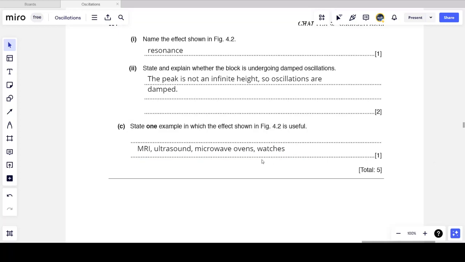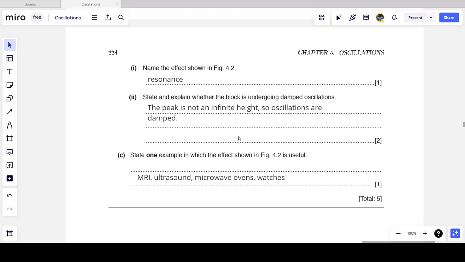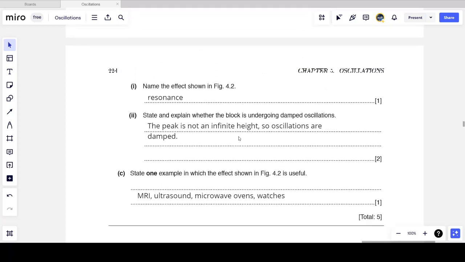They only asked for one. I've just given you a few. You can choose any one of these. So this was a shorter question and not any mathematics at all, really. Purely conceptual. Short question, 5 marks, but mostly based on damping and resonance. So you need to know damping and resonance as much as you need to know simple harmonic motion.